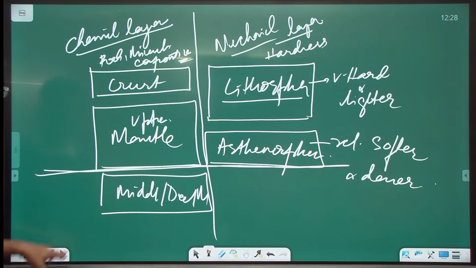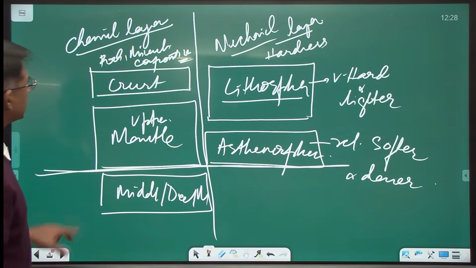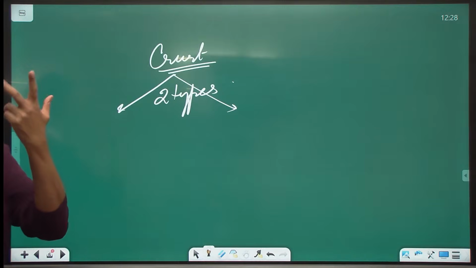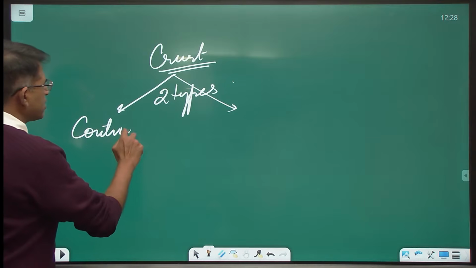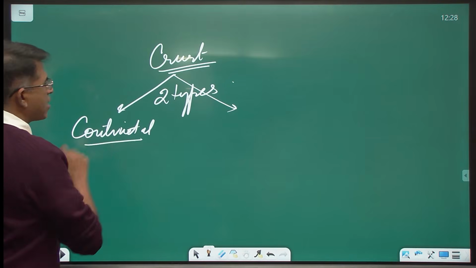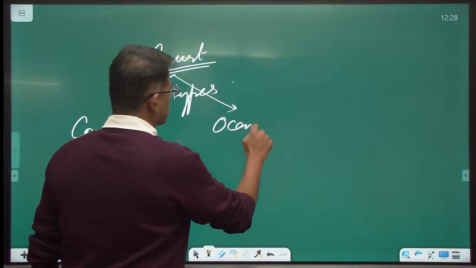So, now I'm discussing this scheme. Crust is of two types. The crust can be continental crust and the crust can be ocean crust.